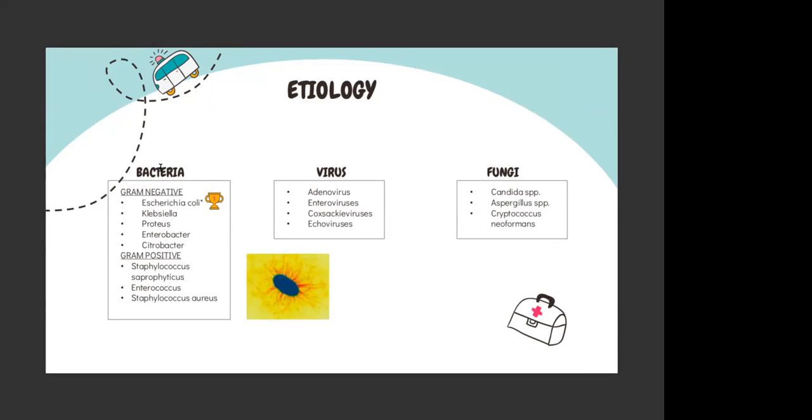Next is virus. Viruses such as adenovirus, enterovirus, Coxsackie virus, and echovirus may also cause UTI. The associated infection is usually limited to the lower urinary tract, and in this regard, adenovirus is known to cause hemorrhagic cystitis. While fungi, such as Candida species, Aspergillus species, and Cryptococcus neoformans, are uncommon causes of UTI, and it occurs mainly in children with an indwelling urinary catheter, anomalies of the urinary tract, long-term use of broad-spectrum antibiotic, or in children with a compromised immune system.